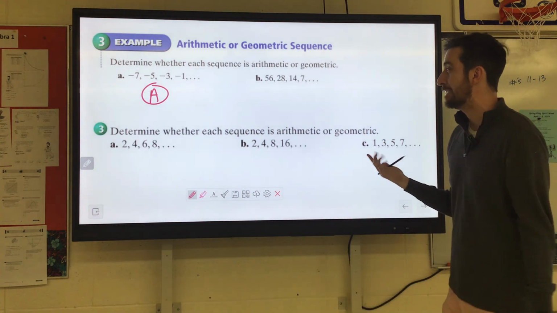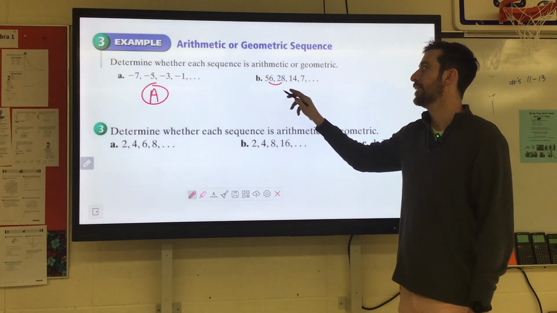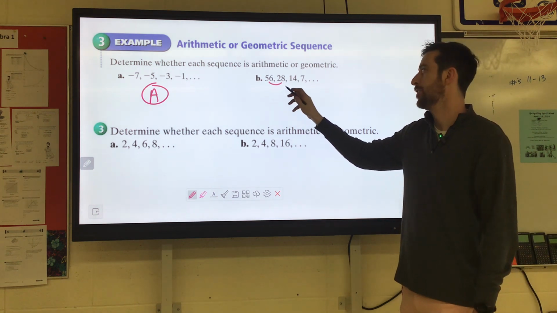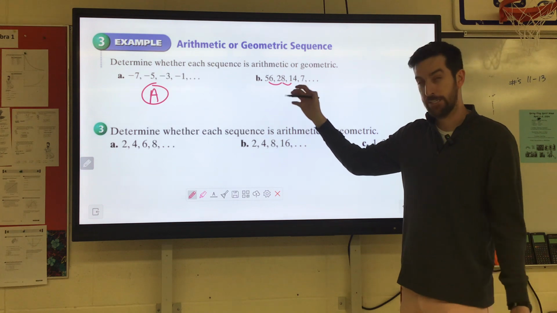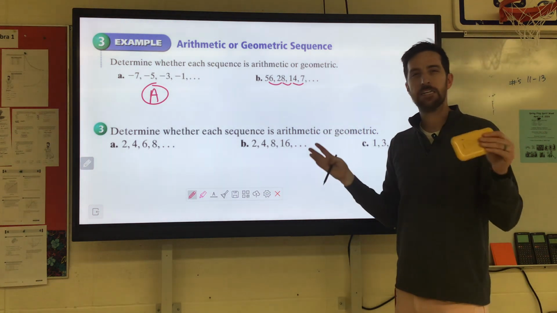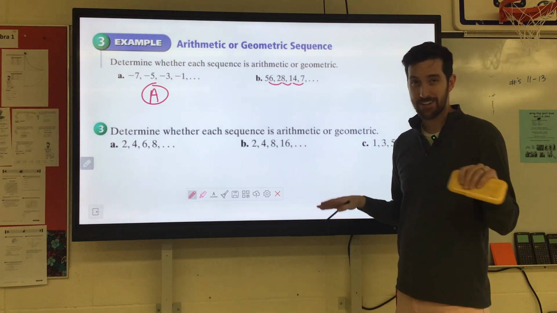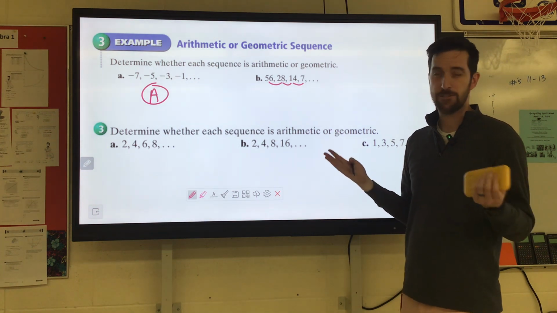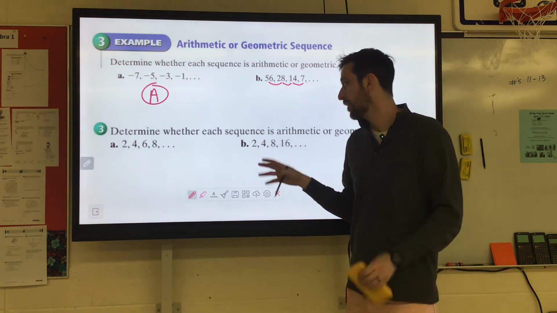Now this one, well, I see that 56 and 28 are 28 apart from each other. 28 and 14 are 14 apart. 14 and 7 are 7 apart. So they're all different numbers that we're adding. So it's definitely not an arithmetic sequence. Let's see if it's geometric, or maybe it's neither.